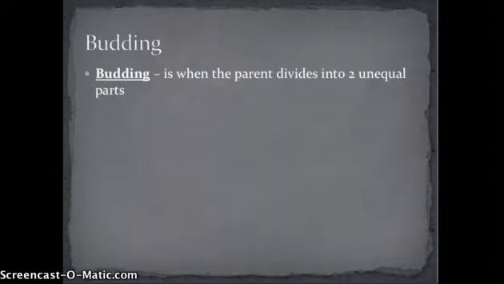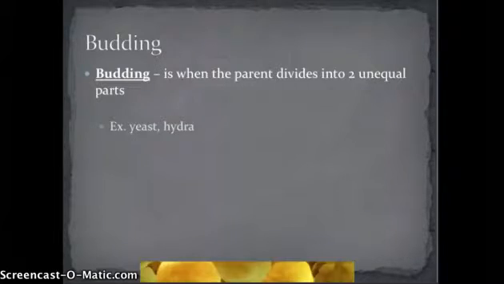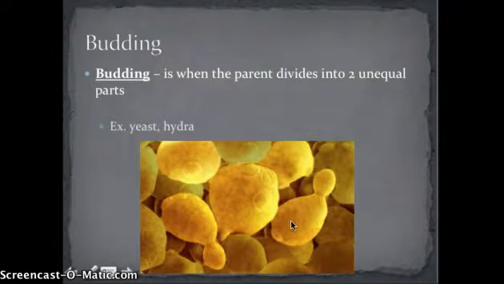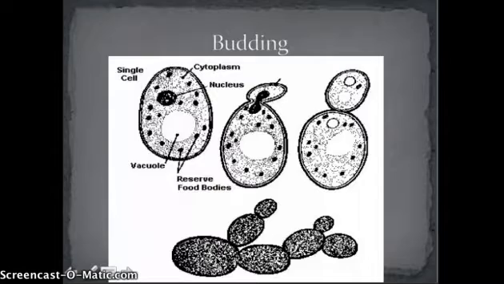Budding is when the parent divides into two unequal parts. Examples are organisms like yeast and hydra. So again, we see a picture here of yeast cells, and we can see how small little pieces are pinching off that are unequal, but they're still genetically identical. If we look at the diagram here, we can see how the nucleus is going to copy so that each of these cells inherits the same genetic information, and then we get two unequal cells so that the parent is larger than the offspring.